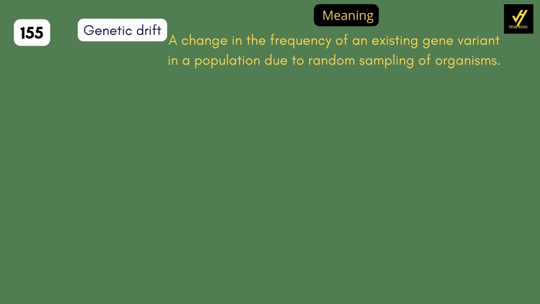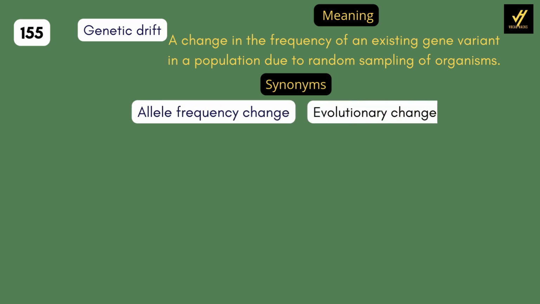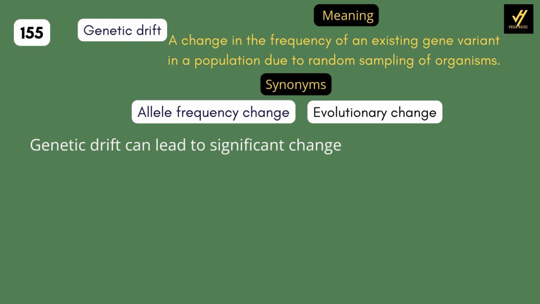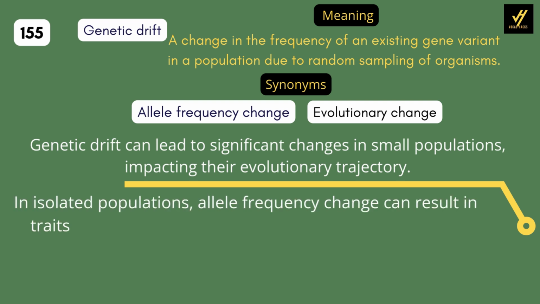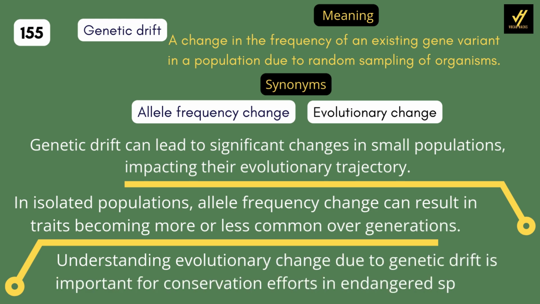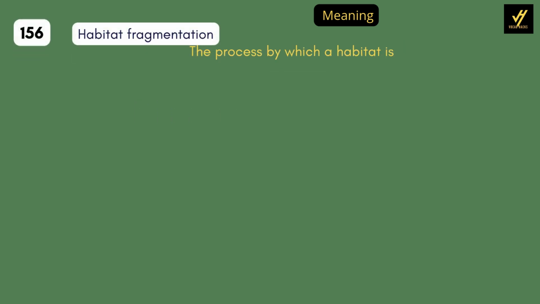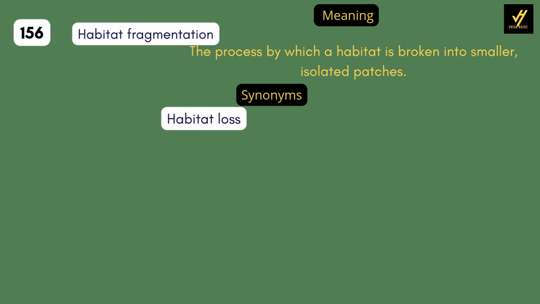Genetic drift, a change in the frequency of an existing gene variant in a population due to random sampling of organisms. Allele frequency change, evolutionary change. Genetic drift can lead to significant changes in small populations, impacting their evolutionary trajectory. In isolated populations, allele frequency change can result in traits becoming more or less common over generations. Understanding evolutionary change due to genetic drift is important for conservation efforts in endangered species.